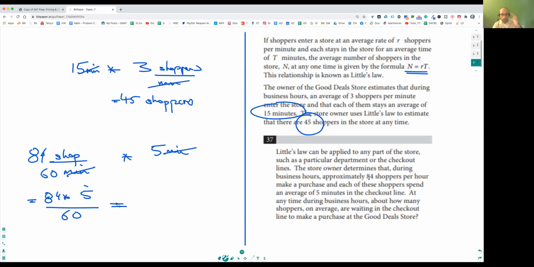Your brain knows how to do this. First, try to reduce the fraction. So you've got 5 over here, right? 5 times 1 is 5, and then 5 times 12 is 60. So you get 84 divided by 12, and now for those of you who know it, 12 times 1 is 12, 12 times 7 is 84. So the answer is 7.